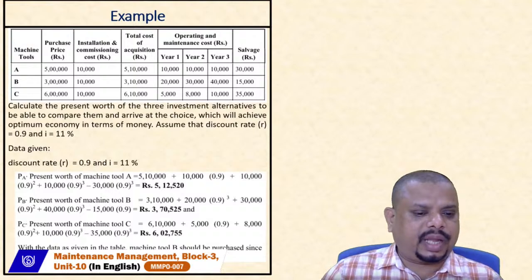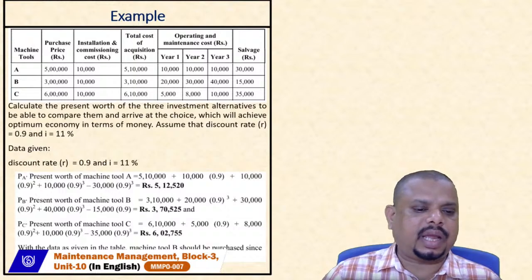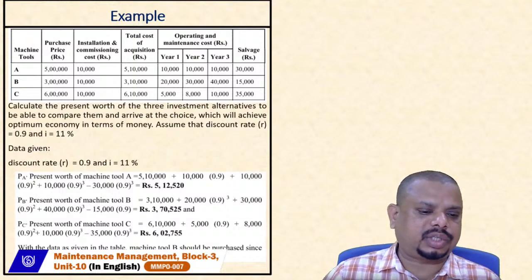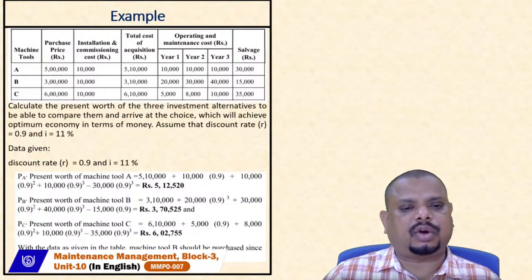So from comparing machine tool A, machine tool B, and machine tool C, we find that machine tool B has the minimum present value of the cost, that is 3,70,525 rupees, as compared to machine tool A and machine tool C. So machine tool B should be purchased since it gives the minimum present value of the cost.